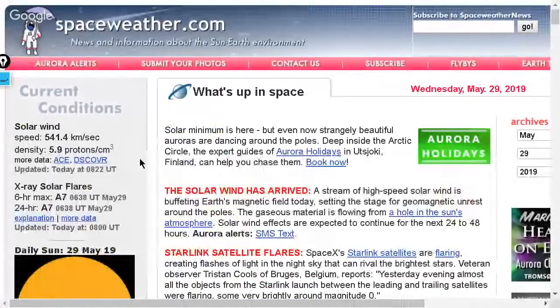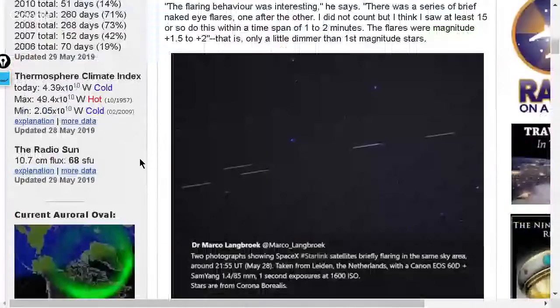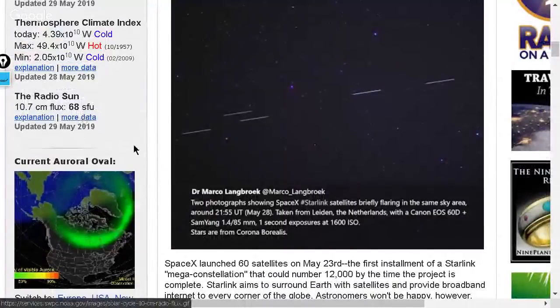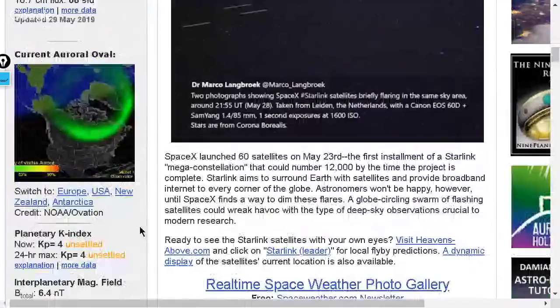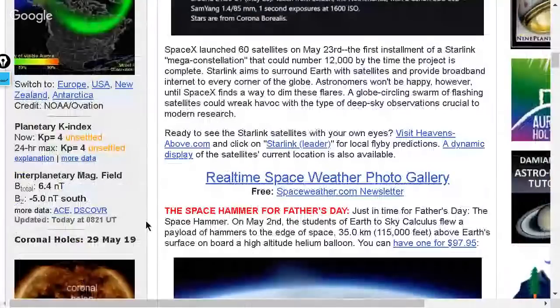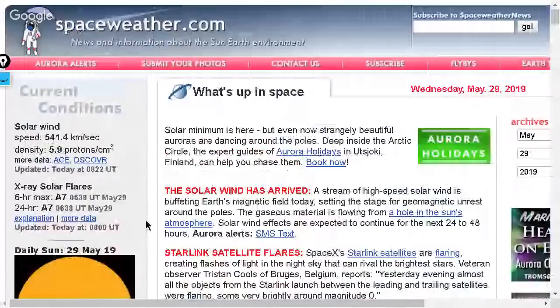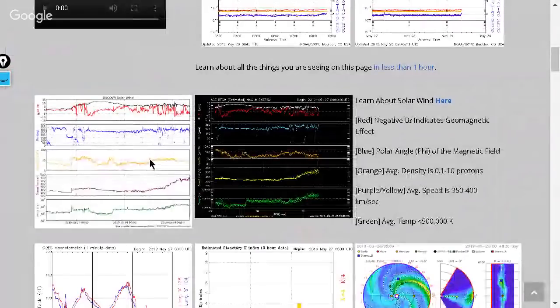All right, talking about solar minimum, 10.7 centimeter radio flux is back up to 68. Again, the Kp is at 4. So yeah, the coronal hole wind stream has arrived out of that coronal hole that's rotating out of the Earth-facing region, actually out of the visible disk.